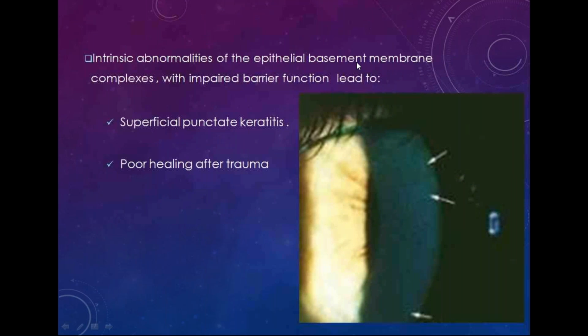Intrinsic abnormalities of the epithelial basement membrane complexes with impaired barrier function lead to superficial punctate keratitis and poor healing after trauma. Thickening of the basement membrane leads to superficial punctate keratitis and poor healing after trauma.